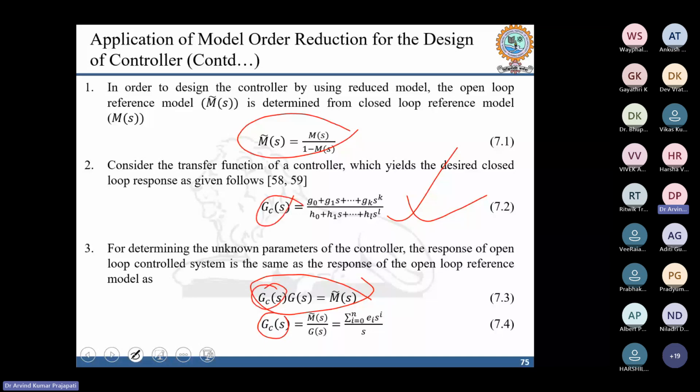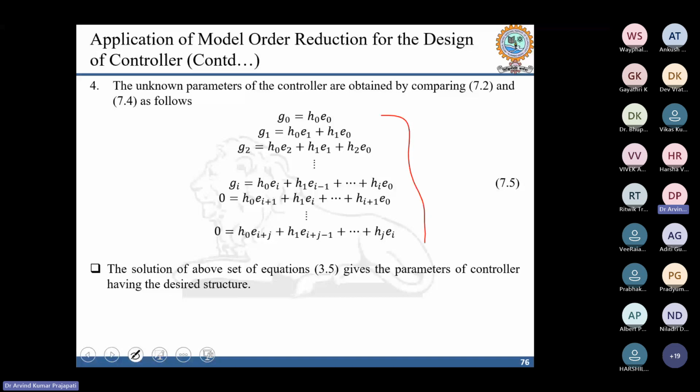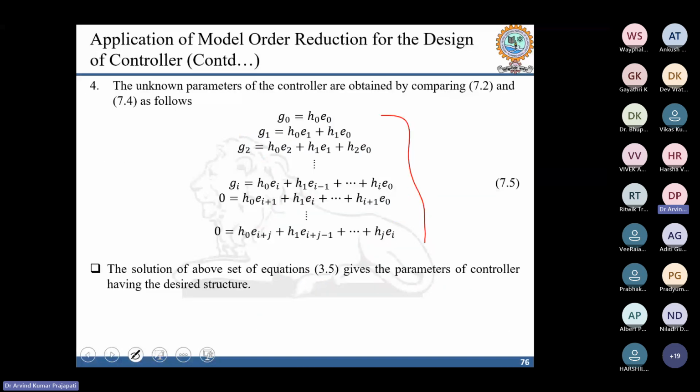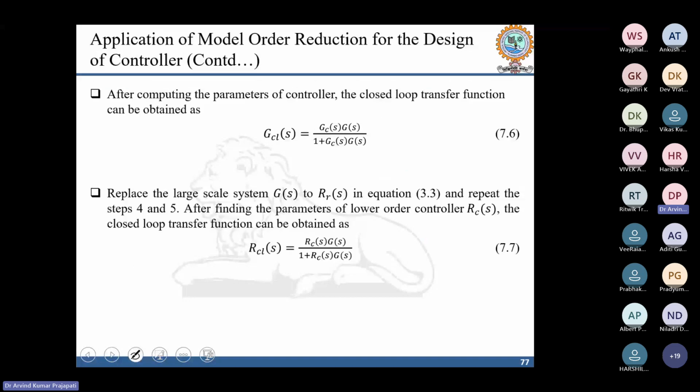This is the transfer function of the original system, the higher order system, which is known, and M(s), the open loop reference model, is also known, which you have calculated from the known parameters. By comparing these, you get this equation, and then you can use Taylor series expansion. So you will get equation 7.5. By solving these simultaneous equations, you may get the unknown parameters of the controller. Once you get the unknown parameters of the controller, then you can design the closed loop system.